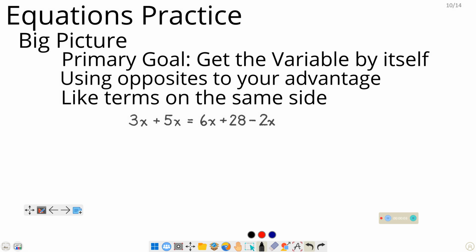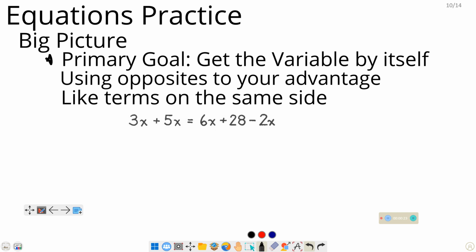Hello everyone and welcome to our third part of equations practice. Today we're going to be focusing on our Friday pages, which are page 19 and 20 in your equations practice packet. Let's remember our big picture.